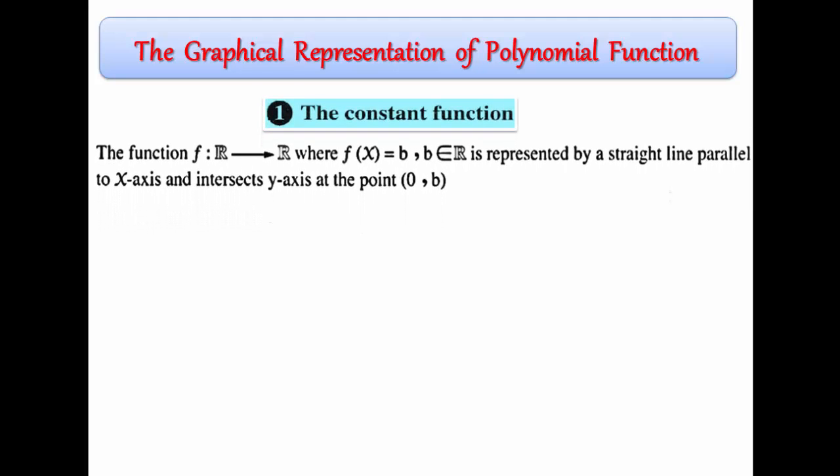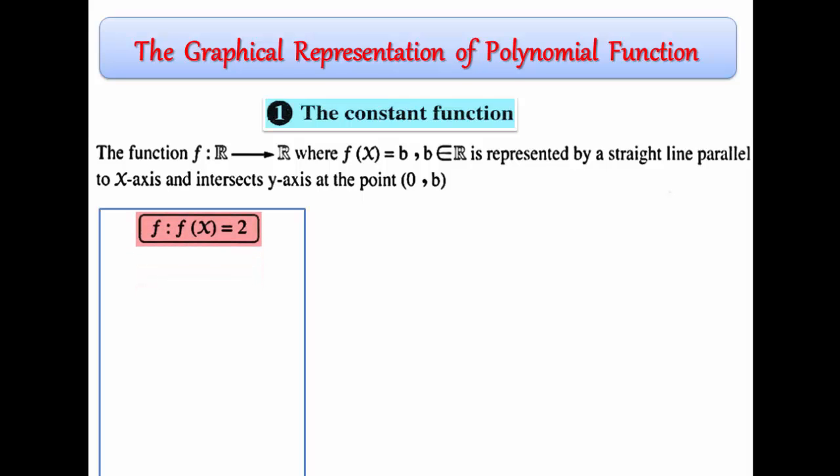The graphical representation of polynomial functions. The constant function. The function f from R to R where f of x equals b, b belonging to R, is represented by a straight line parallel to the x-axis that intersects the y-axis at the point (0, b).